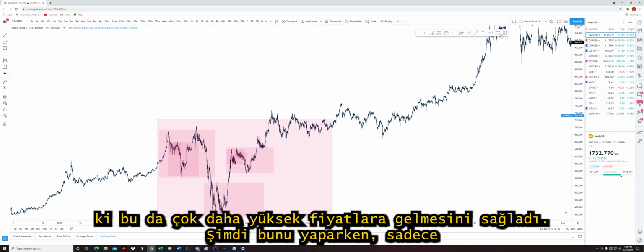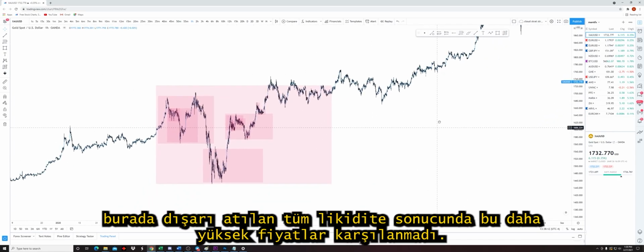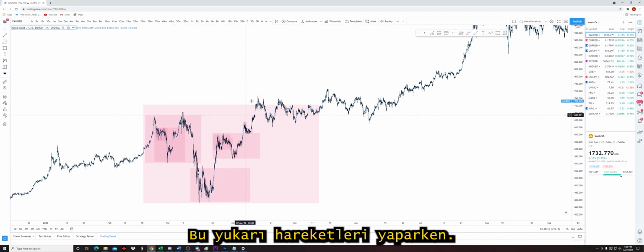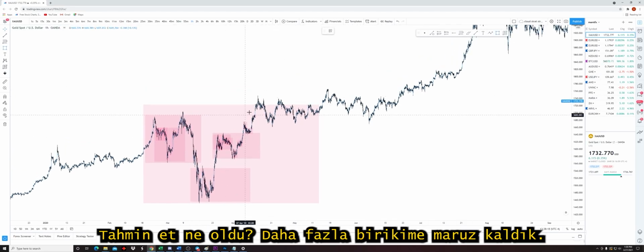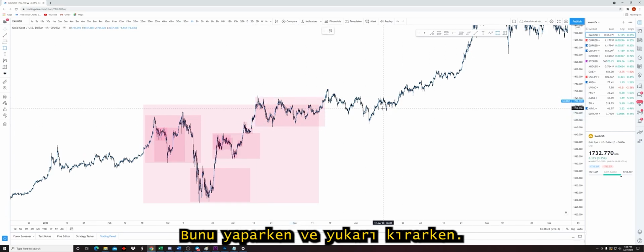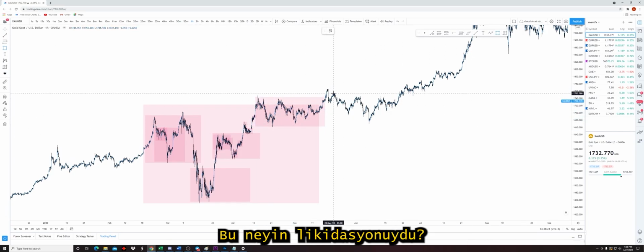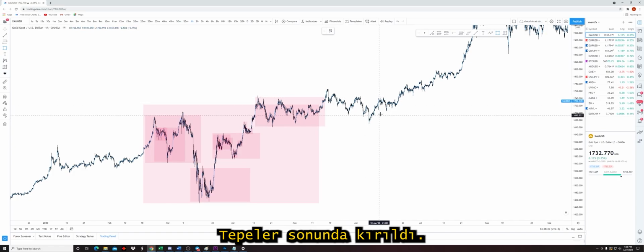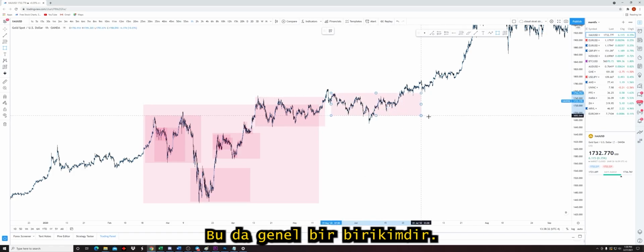Now, as it did that, these higher prices were not met as a result of all the liquidity in here that was taken out, and then we had marks up. As we had these moves up, guess what? We underwent more accumulation where? Here. This is all accumulation. As we did that and broke higher, what was this? Liquidation of lows. Break lows, break lows, break highs. Finally break. That's an overall accumulation as well.